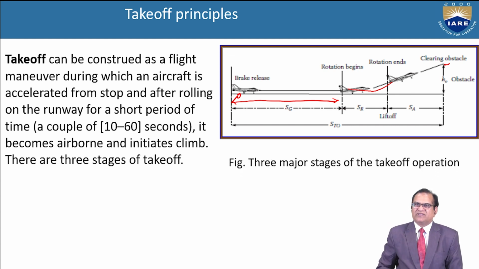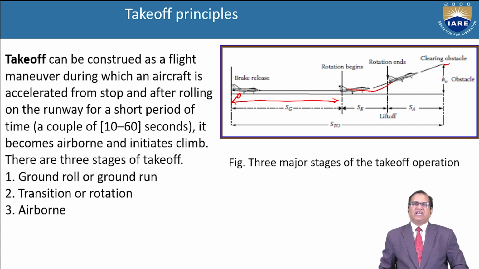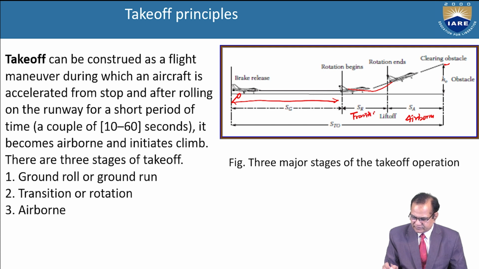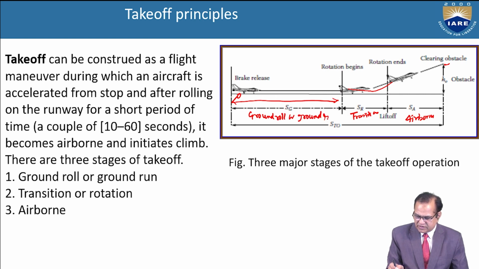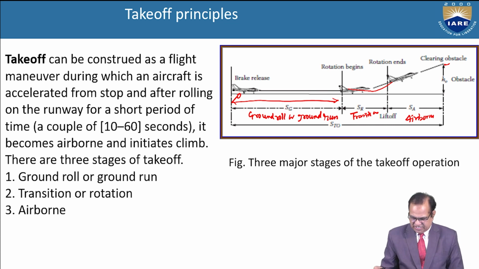Three major stages of the takeoff operation are SG, the ground roll distance, then SR, the rotation distance, and the obstacle clearance distance. So here we have the ground roll or ground run, SG, the transition or rotation, and A is airborne. This is the transition, and this is the ground roll or ground run. So these are the three stages of the takeoff.